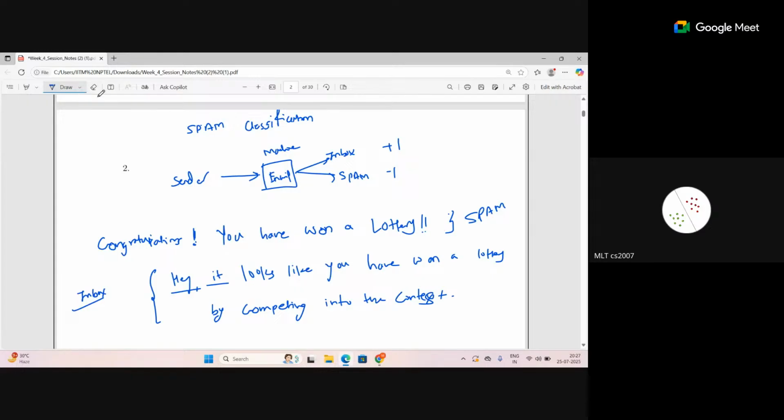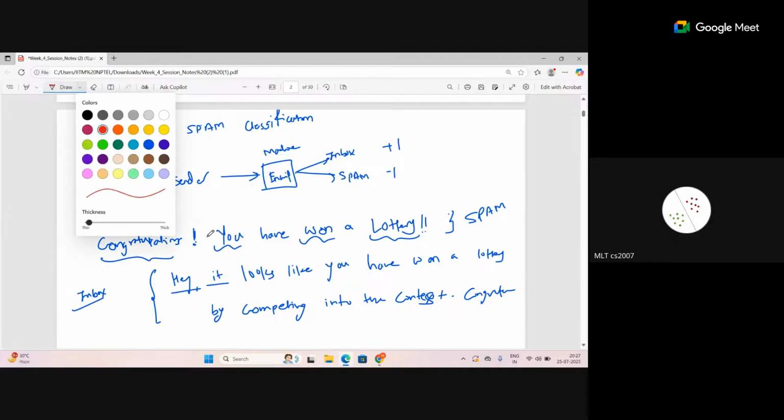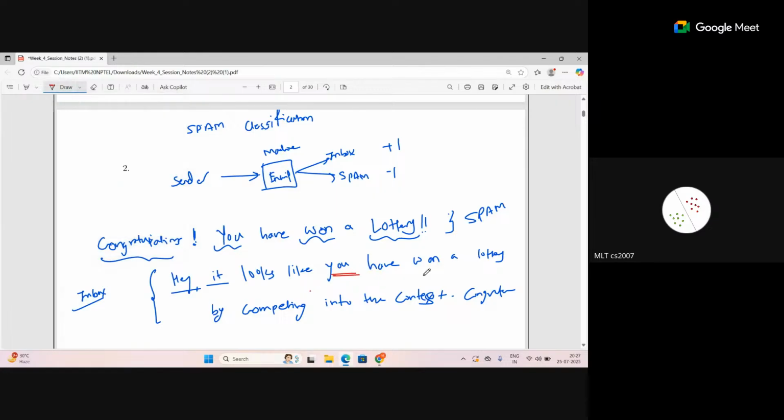Both of these emails, what is common in them? Let's say, okay, congratulations on that, something like that is there. So this word and this word and this word are common in both the emails, right? This one, this one, this one, this one. So if you are deciding based on the context only, how will you say whether this is a spam email or not spam email?